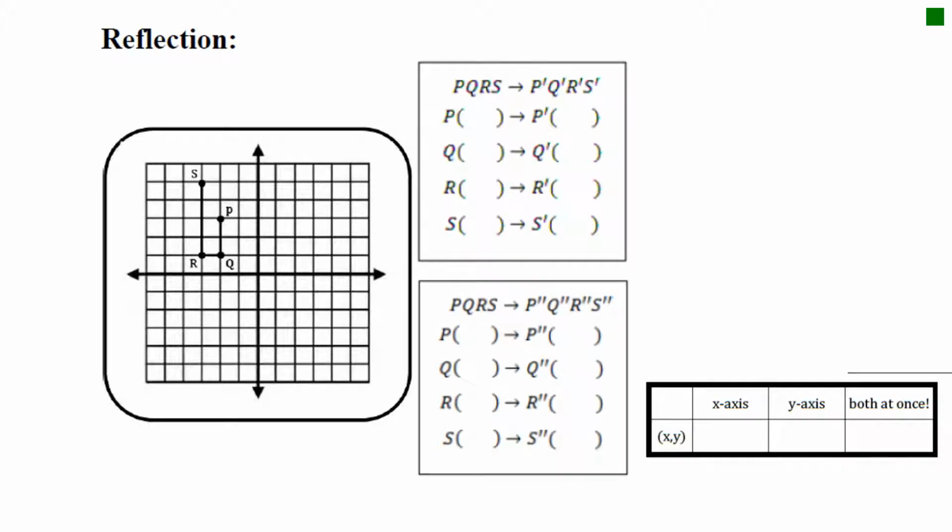So our next type of transformation is a reflection, and the definition of a reflection is a type of transformation where a figure is flipped over a line. So you'll see what I mean when we look at this example.